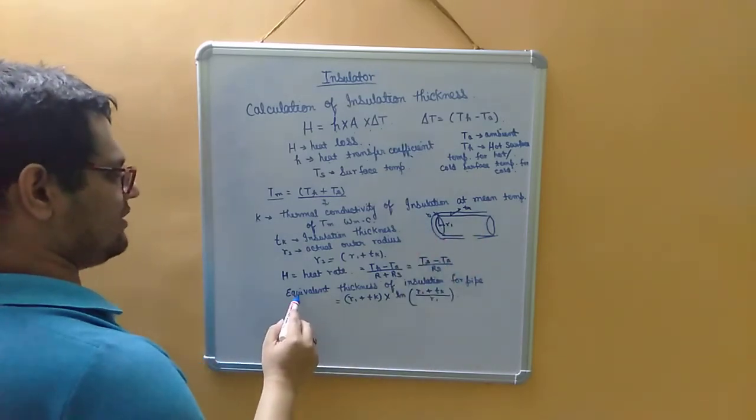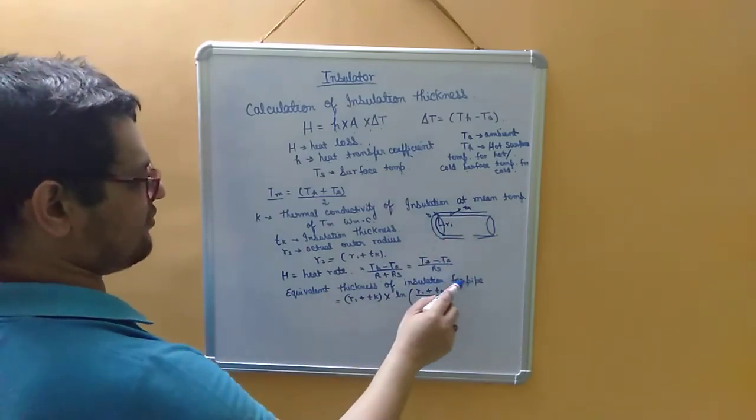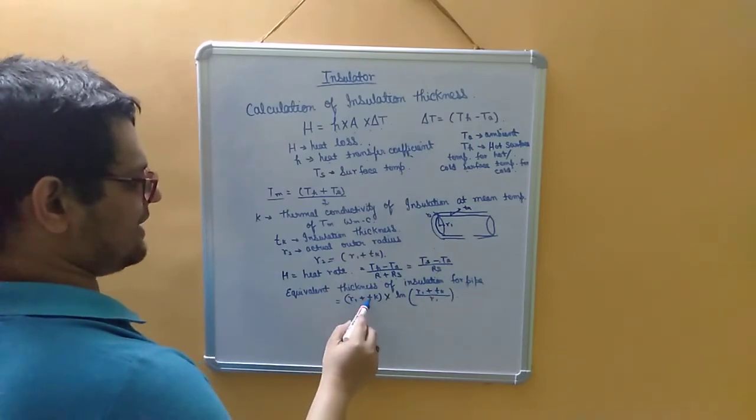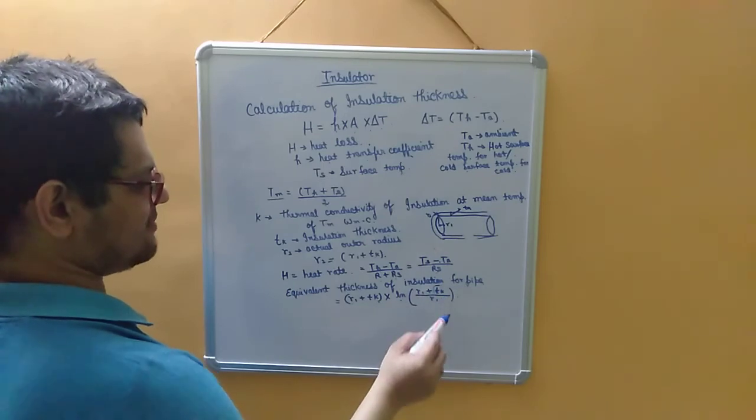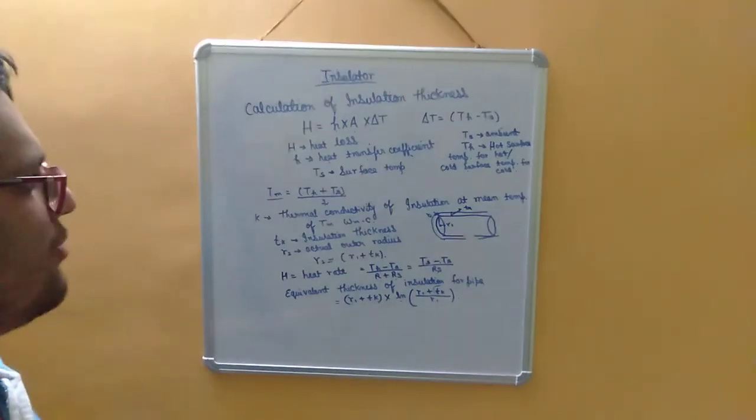So now we can calculate the equivalent thickness of an insulation for a pipe, that is Ln of R1 plus Tk, this is the insulation thickness plus R1. So now we'll go for the numerical.